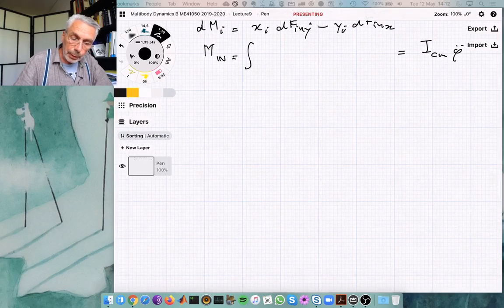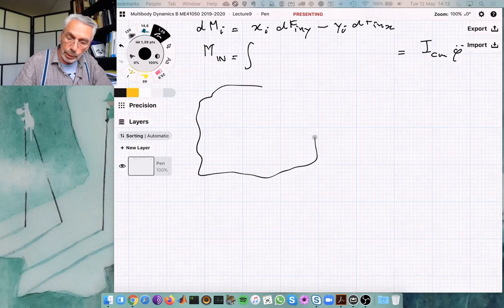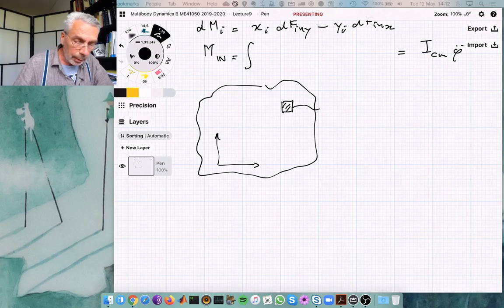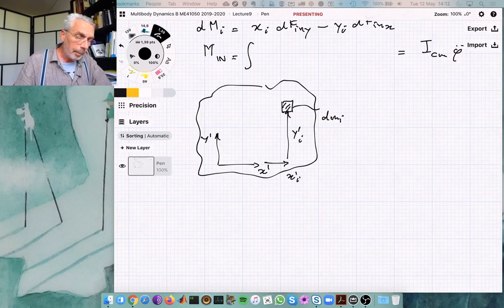To do that, of course, we draw again our strange blob rigid body. We draw our coordinate system, and then we take this piece of mass again, this dmi, and now we have to write down exactly what all these accelerations are. So this is x prime, this is y prime. So let's put the distance. This is x prime i, and this is the distance y prime i.